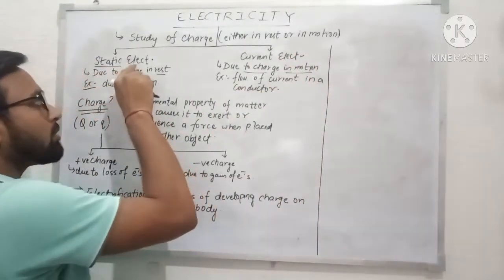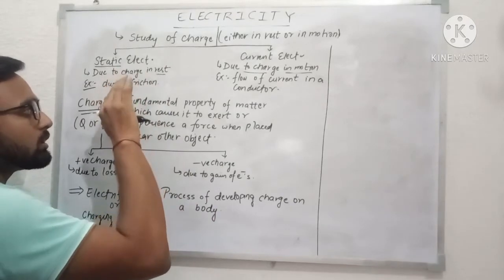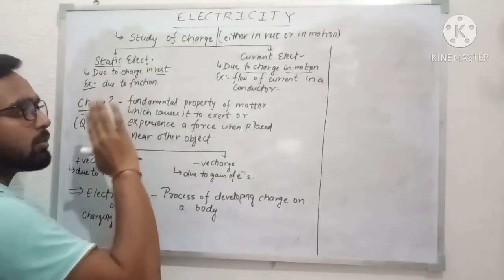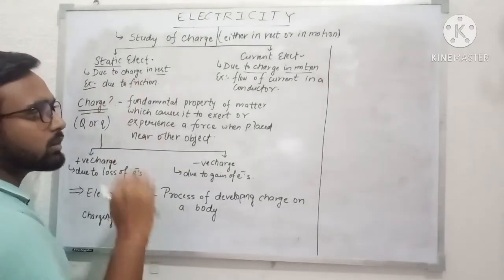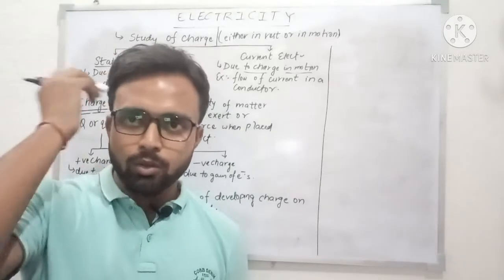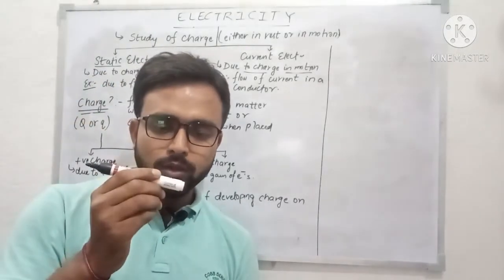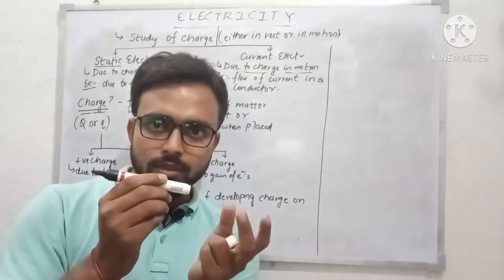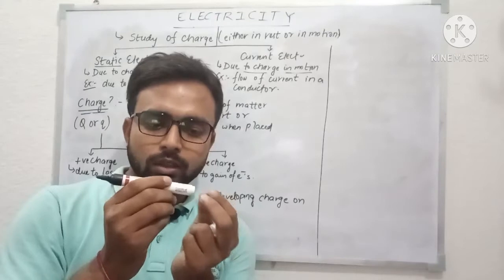If we see the example of static electricity, then this type of phenomena can be seen when we rub two objects together. Then we see the effect of charge. How? When you rub a comb over your head, it gets rubbed, and when it is brought near the paper pieces, it attracts those paper pieces towards it.